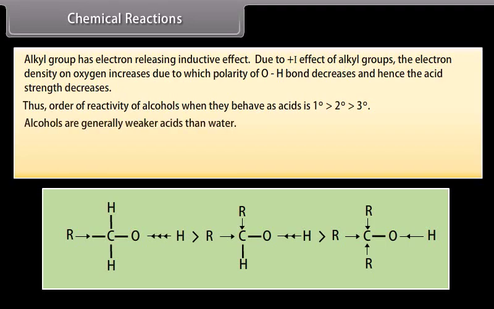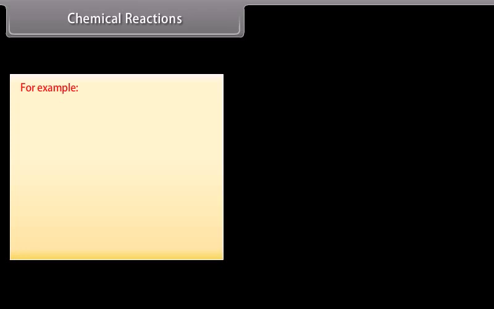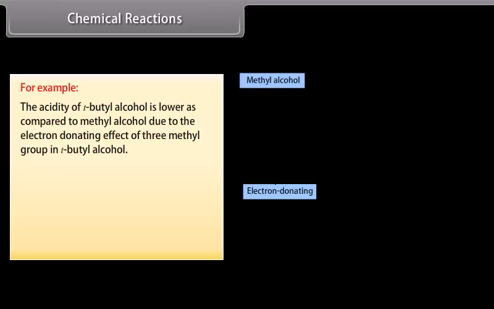Alcohols are generally weaker acids than water. The relative acidities of alcohols are affected by the substituents attached to the carbon carrying the hydroxyl group, often by an electronic effect called the inductive effect. For example, the acidity of tert-butyl alcohol is lower as compared to methyl alcohol due to the electron donating effect of the 3 methyl groups in tert-butyl alcohol.